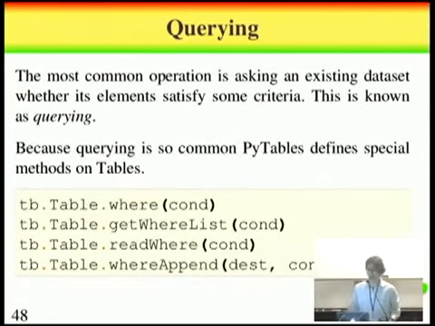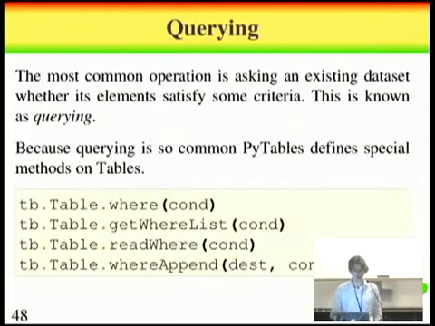So these are the where methods, and they're defined on the tables themselves. There's the normal where method, which evaluates a condition and returns an iterator over the rows that you can then stick in a for loop or list comprehension or something. Then there's the get where list, which evaluates the condition and gets you the indexes of where that condition was met. The read where, which evaluates the condition and returns you a list or an array that matches that condition, so you don't have to go back through.